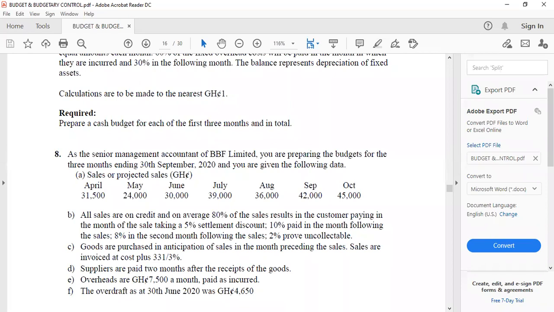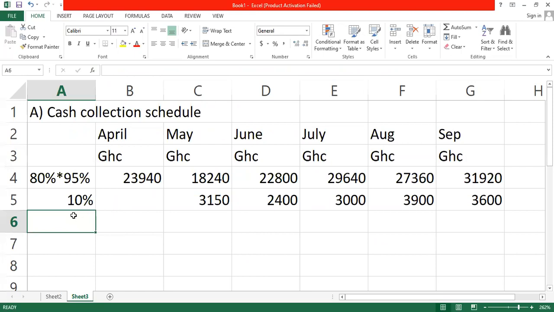So April's will be received in when? June. It will be received in June. So it means that March's will be received in May, but we don't have March, isn't it? Yeah. February's will be received in April. We don't have February, so we leave this one empty, isn't it? April's will be received in June. So what is 8% of the April sales?